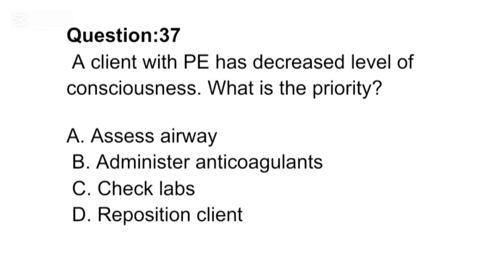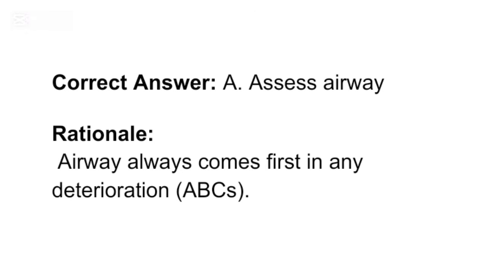Question 37. A client with PE has decreased level of consciousness. What is the priority? A. Assess airway. B. Administer anticoagulants. C. Check labs. D. Reposition client. Correct answer, A. Assess airway. Rationale. Airway always comes first in any deterioration, ABCs.